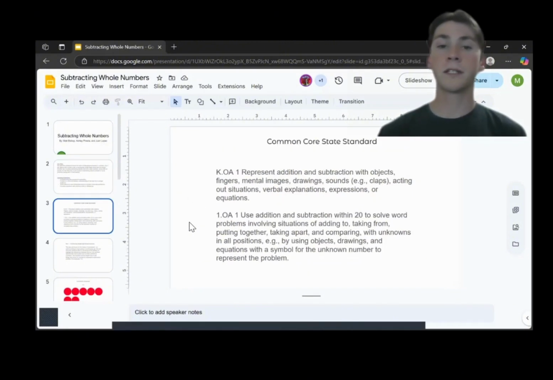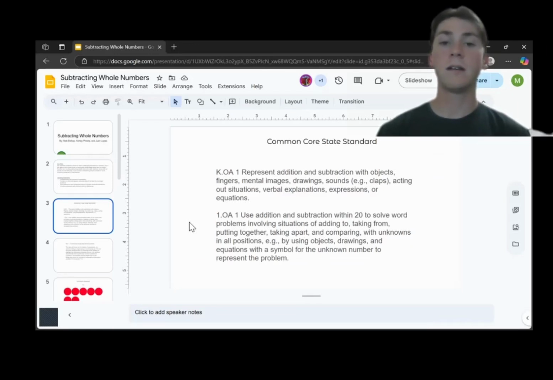The Common Core state standards that this hits are, for kindergarten, represent addition and subtraction with objects, fingers, mental images, drawings, sounds, acting out situations, verbal explanations, expressions, or equations. Today we will be doing a lot of objects, drawings, and mental images.